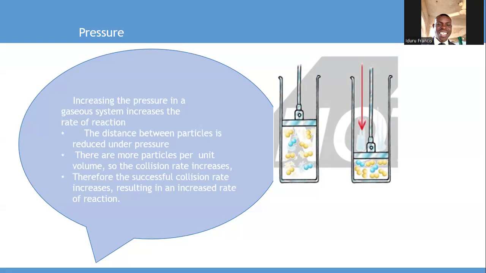Now let's look at this one. In this area, you will see that the particles are closer together because they have been compressed together. So at higher pressure, there is little space between the particles. When the particles have little space, we see higher pressure. Because they are very close together, the reaction will be faster because there will be more collisions. So at higher pressure, the first mark that you will score is that the particles of the reactant are very close.